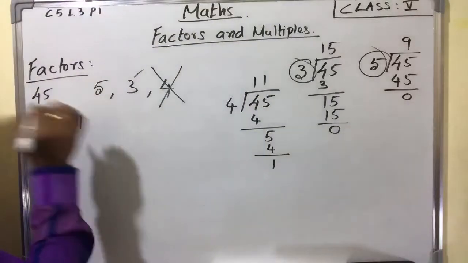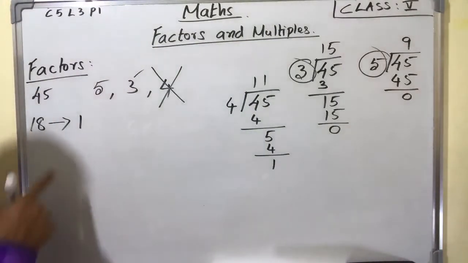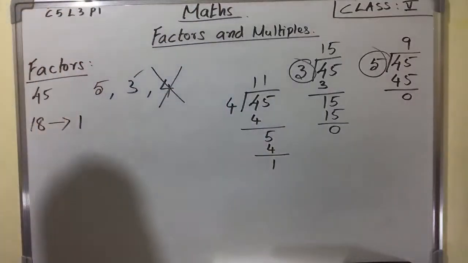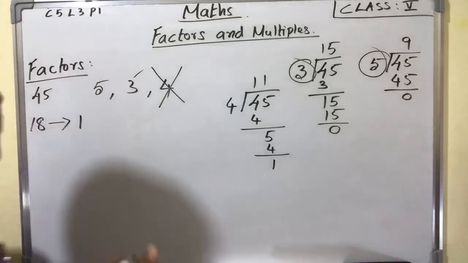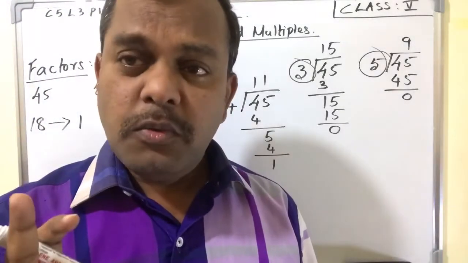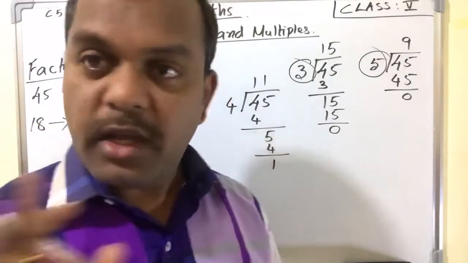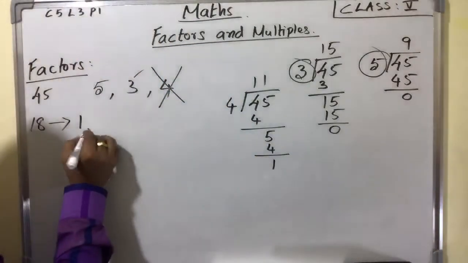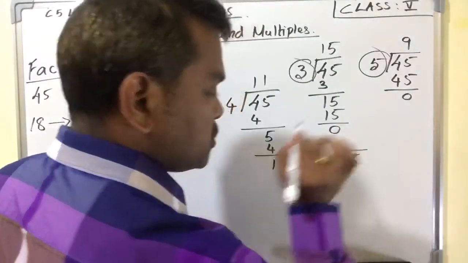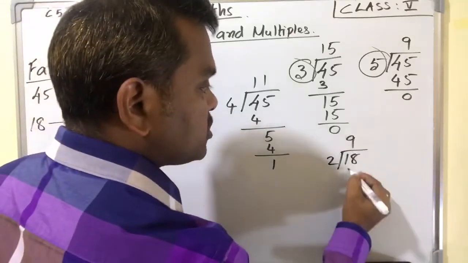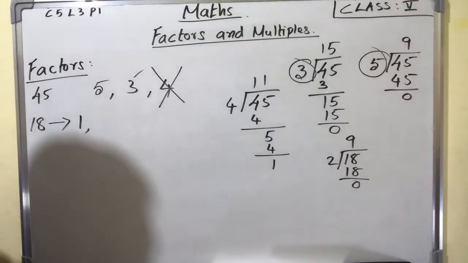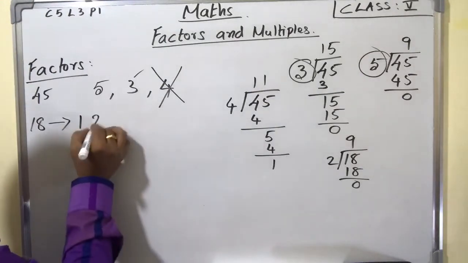Look, 1 is a factor of 18. How will 1 become a factor of 18? 1 will divide 18 without leaving any remainder. You know, 1 will divide all numbers without leaving any remainder. So 1 is a factor of 18. Check if 2 is a factor of 18 or not. 9 2s are 18. Balance 0. So 2 is also a factor of 18.